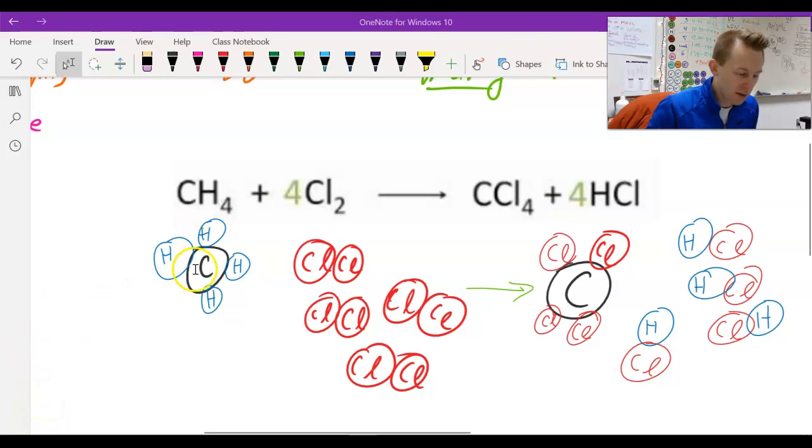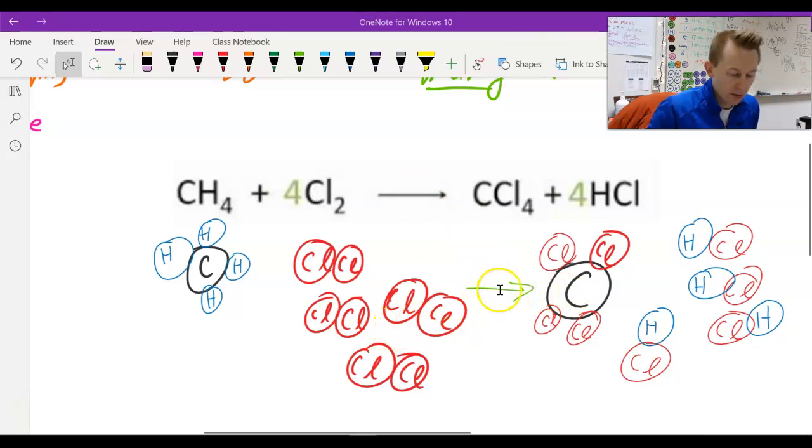So in this one, this little 4 tells me I have 4 hydrogens, so I put 4 hydrogens on this 1 carbon. There's no coefficient, so there's only 1 molecule. Over here, I have 4 Cl2s, so in 1 molecule I have 2 Cls. That's what the little 2 tells me. And then the big 4 tells me I have 4 sets of those. Notice how they're all separate. I should not have them all clumped together.